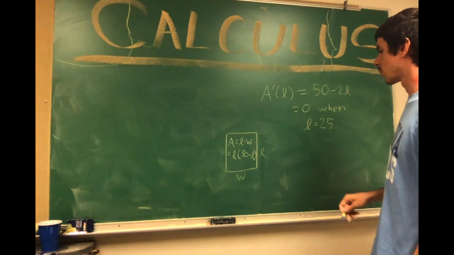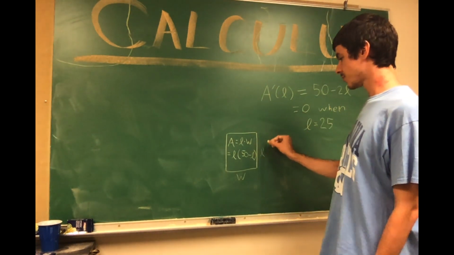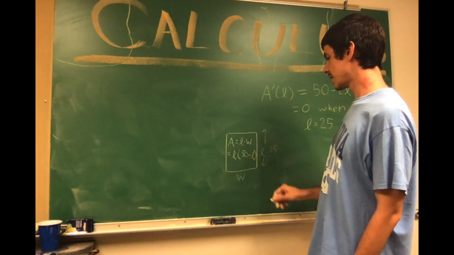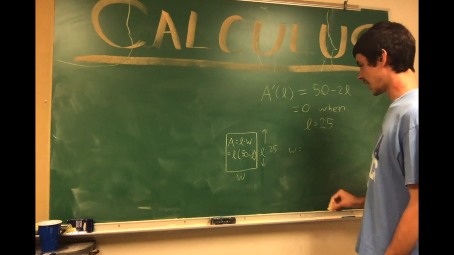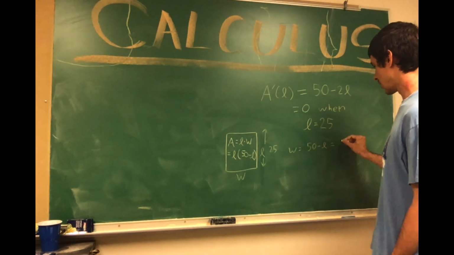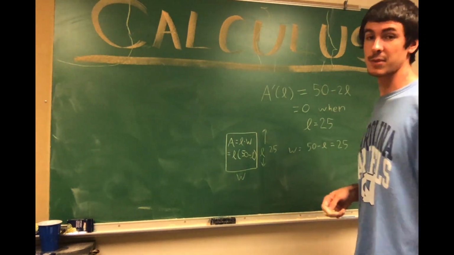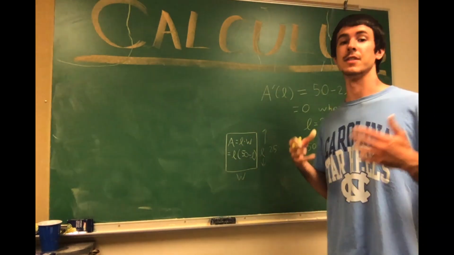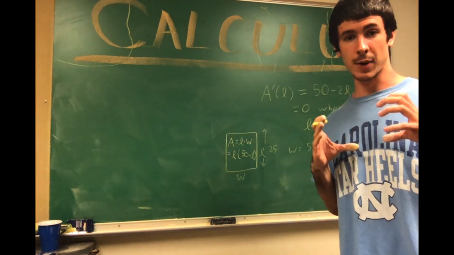So great, we know what length we need, and the length is going to need to be 25. Then the width, remember, equals 50 minus L, so that's going to be 25 as well. So that tells us that the optimal rectangle to enclose the greatest area with these 100 feet of fencing is going to be a square.